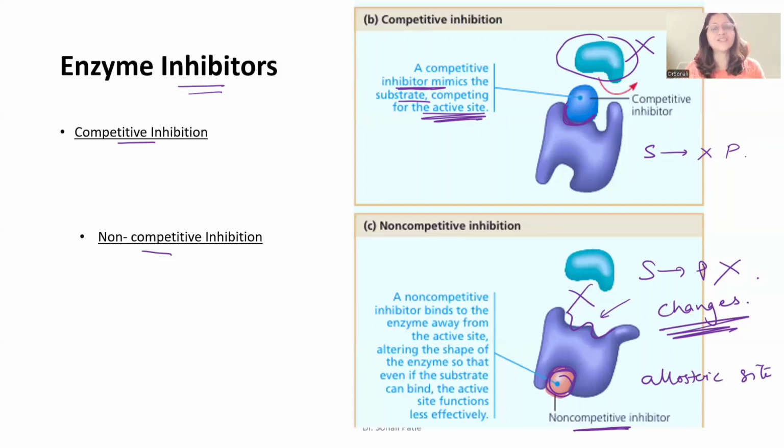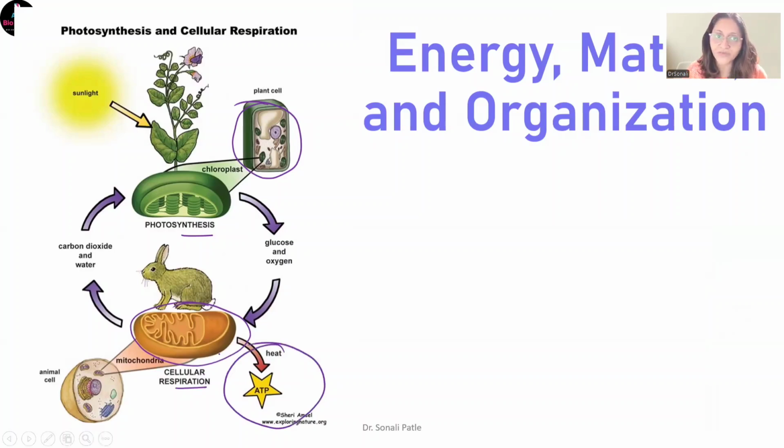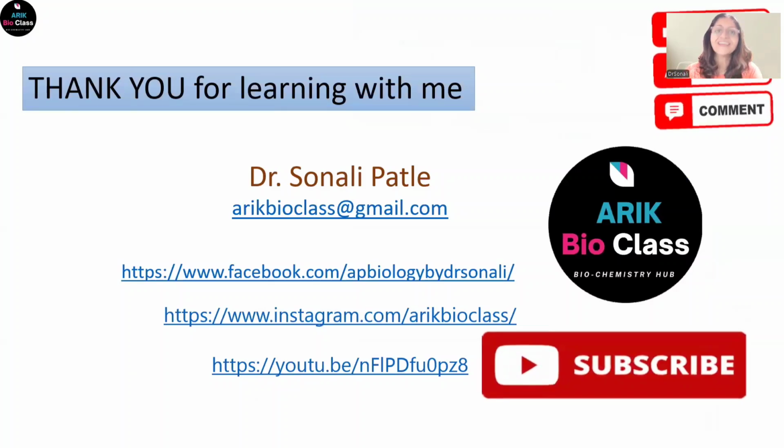So this is how we understood the enzymes. Now let's look at the final review. The enzymes are so important that they are present in plant cells and animal cells, which help in the photosynthesis process and cellular respiration process, so that energy can be produced, right? So enzymes are so important to carry out various activities, to carry out various chemical reactions inside our body. Thank you. Stay tuned.